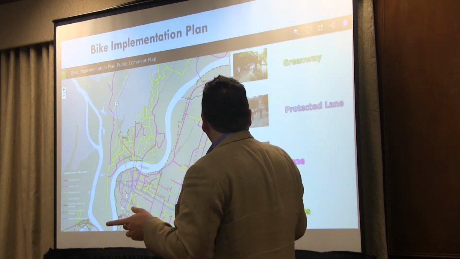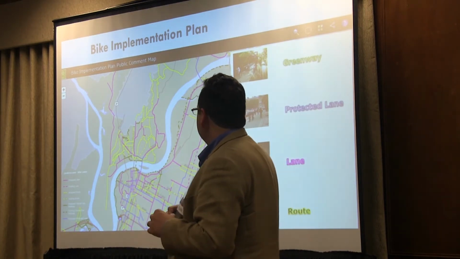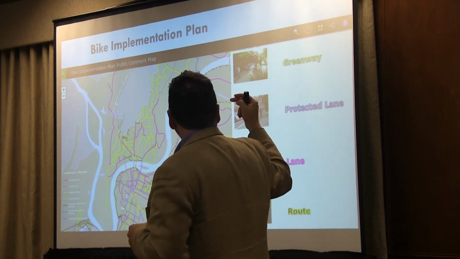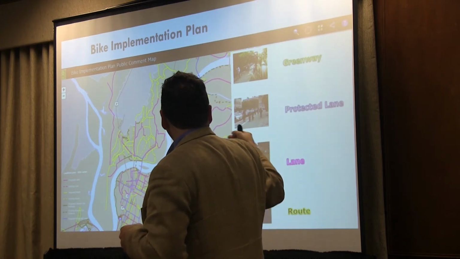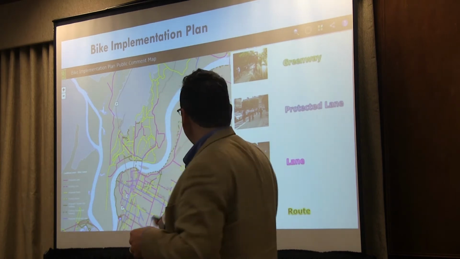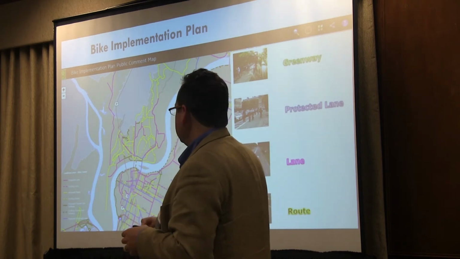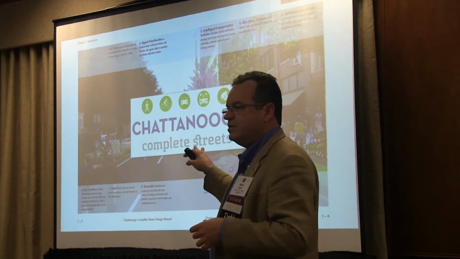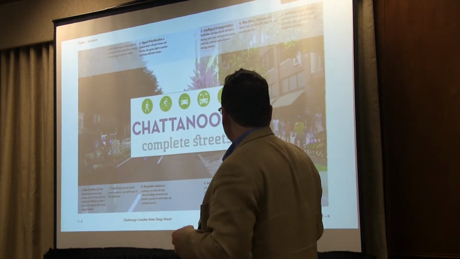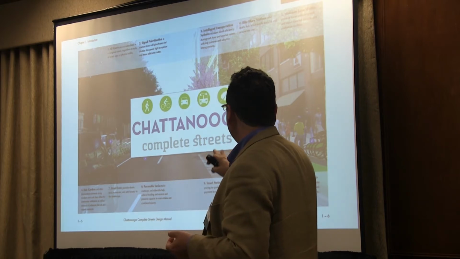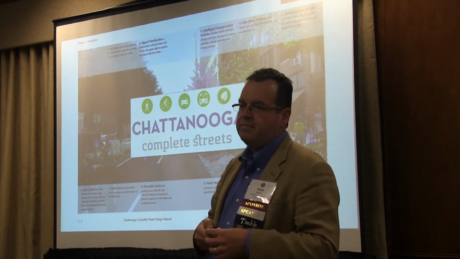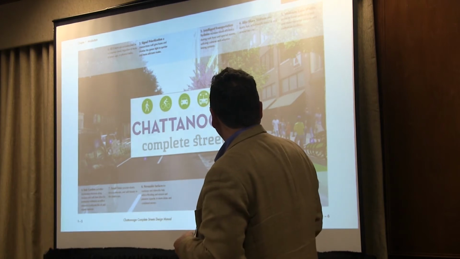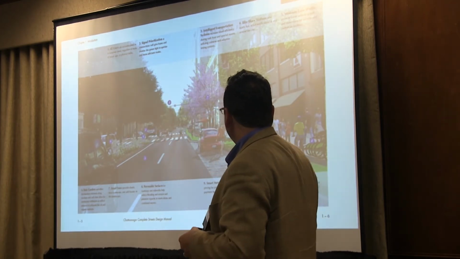Looking at Chattanooga's bike implementation plan, they really focused on greenways, protected lanes, bike lanes, and shared routes to create an interconnected network within the city. And they used highly graphical images to advertise this, really sell the community, and define this. This is out of their Complete Streets Design Manual. You see a highly graphical image. We'll touch more on this image in a minute.